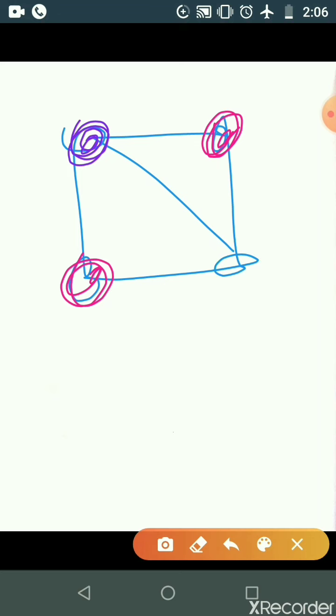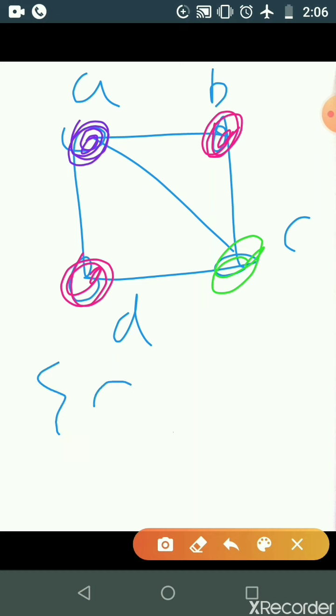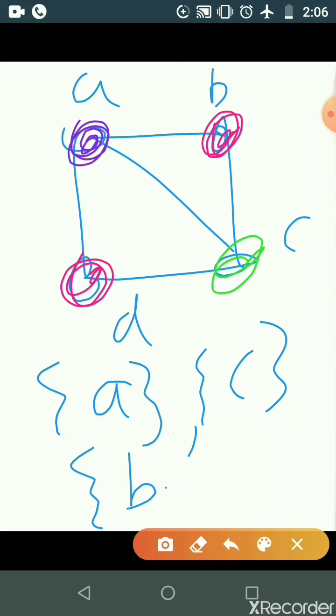So if you have vertices A, B, C, D, then one color class is given by A, one color class is given by the set of all those vertices colored by green, that is 1, and one color class is given by the set of all those vertices which are colored by pink, that is B and D. So this is a color class, this is a color class, this is also a color class, correct? Like this, the vertices which have the same color form a color class.